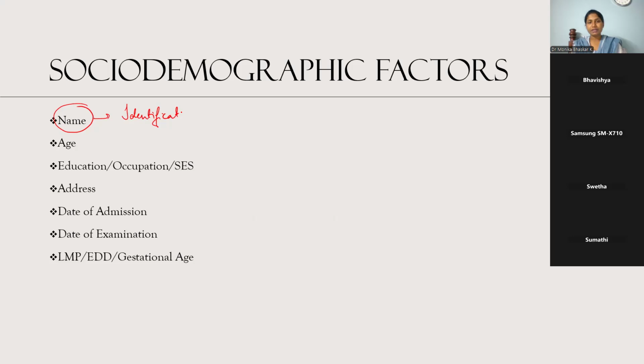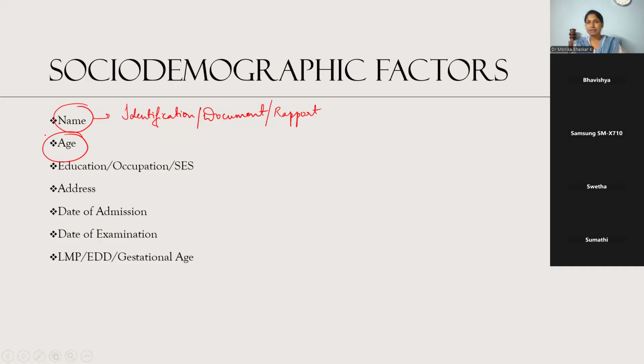The second important thing is the documentation of the same thing for future purposes. And the third important thing is to build a rapport between the clinician and the pregnant mother. If you call her by her name, she will feel more happy and she will be more compliant to whatever care and advice you're giving. And she will be able to share all her problems freely with you. These are the three important things with respect to name: to identify the patient, to document the same thing, and to create a rapport between the clinician and the pregnant mother. Next important socio-demographic factor is the age.